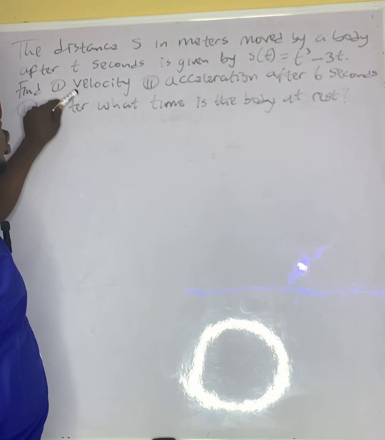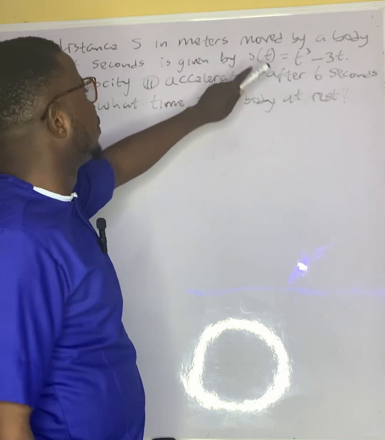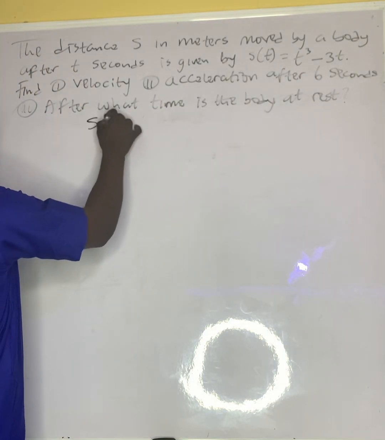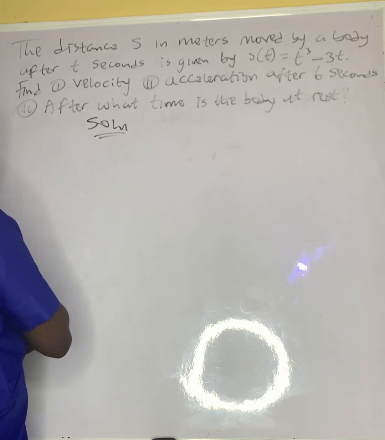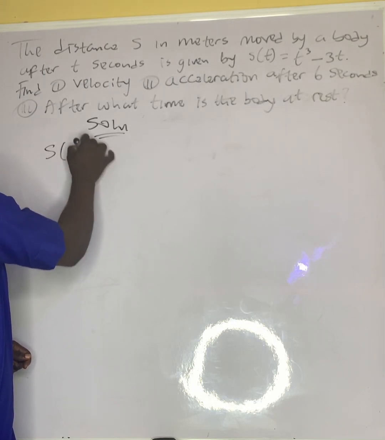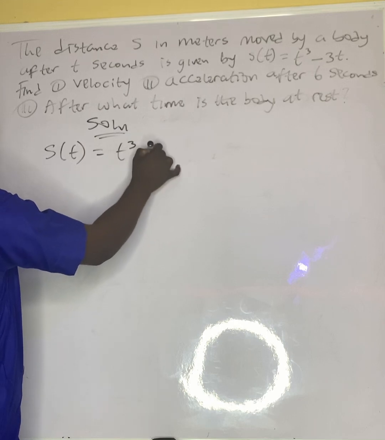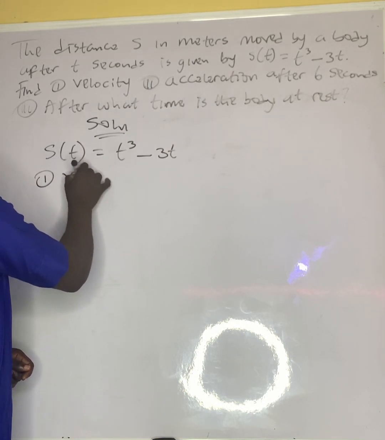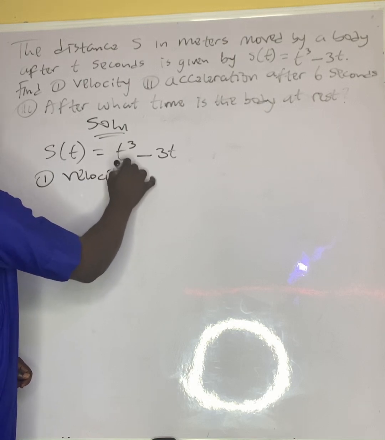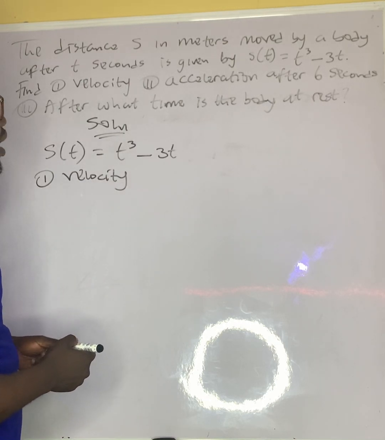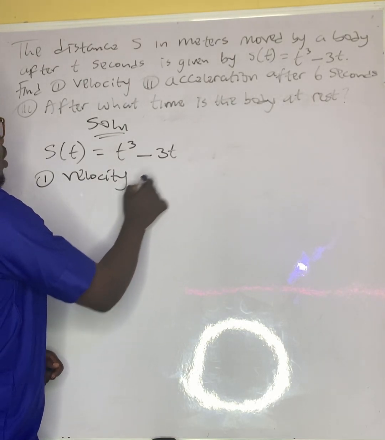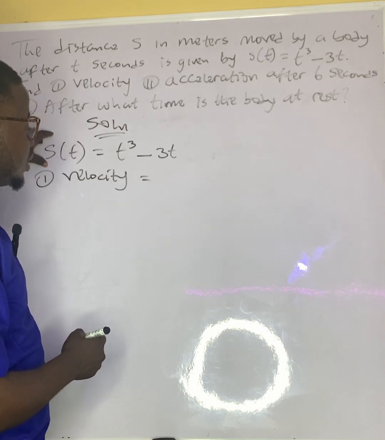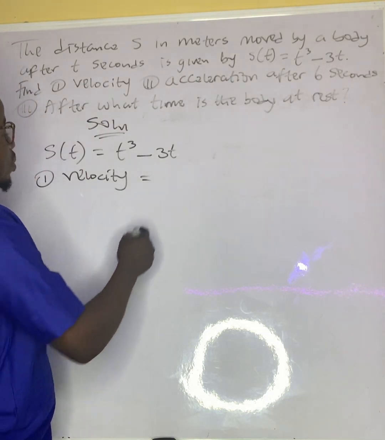So now the first thing we have to obtain is the velocity. Here we have the distance s of t equals to that one. So now let's go straight to the solution. So here we have s of t equals t cubed minus 3t. So now to obtain the velocity after 6 seconds, we're going to differentiate this s of t with respect to t. We'll differentiate this once with respect to t.